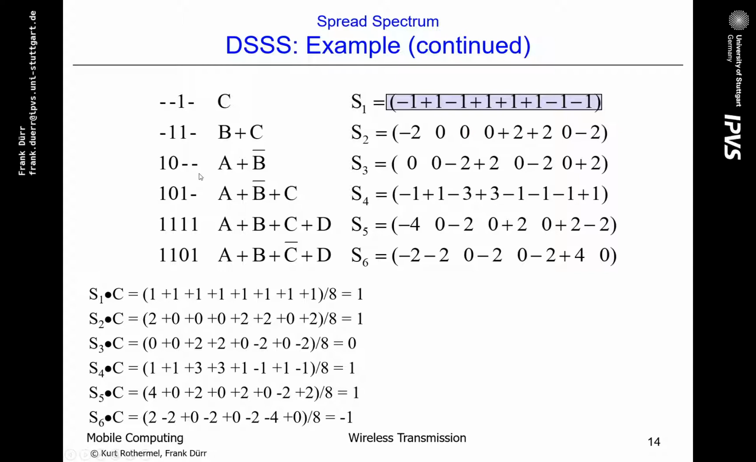Now I leave as a homework or exercise to you going through the other scenarios, S3 to S6 here. But I think you got the idea. So if chipping sequences are orthogonal, their signals will cancel out. So by multiplying it with the chipping sequence of the channel that you actually want to receive, you will just delete all the signals that you do not want to receive. And what remains is only the signal of the channel that you actually want to receive.